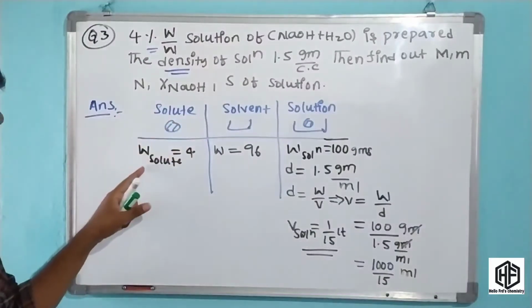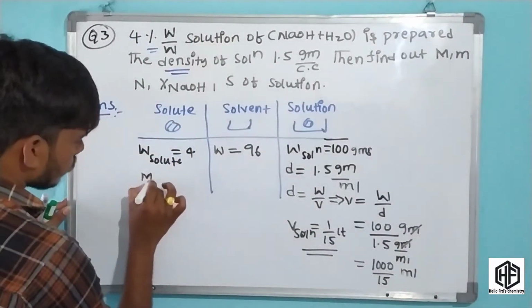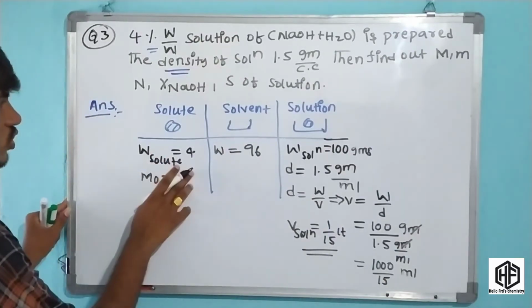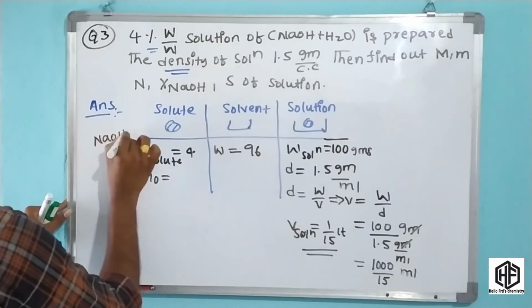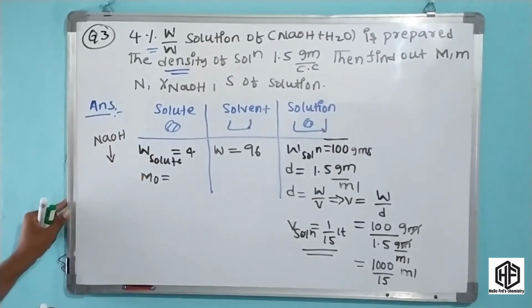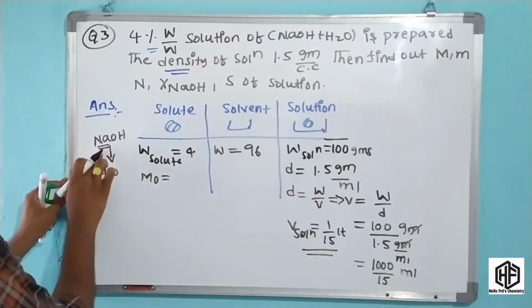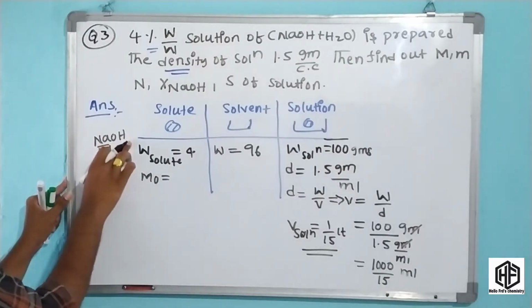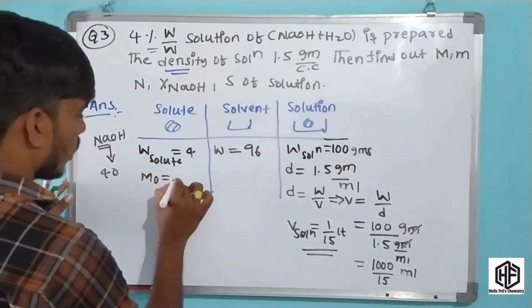Now what is the solute? Solute weight is 4. Now what is the molecular mass of solute? The solute is NaOH. Friends, the molecular mass of NaOH is 40, because Na is 23, oxygen is 16, and hydrogen is 1. Finally, 40 is the molecular mass.